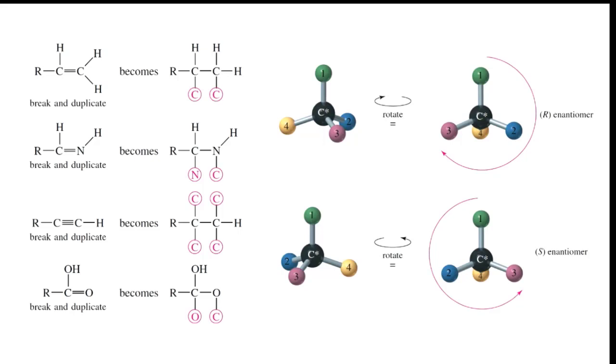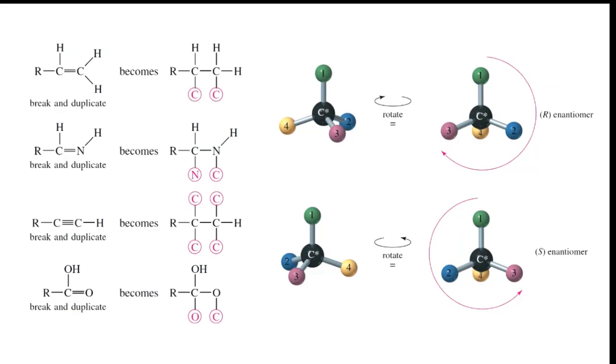So in general, all it really boils down to is, when we put that lowest priority group in the back, whether it goes counterclockwise or clockwise. You can see this here. This is going to be counterclockwise, which makes it S, and this top one is going to be clockwise, which makes it R.